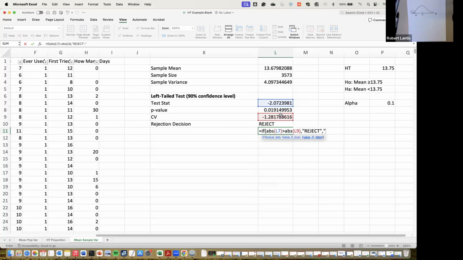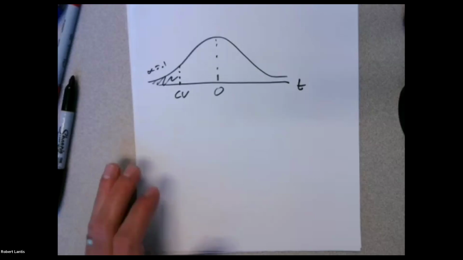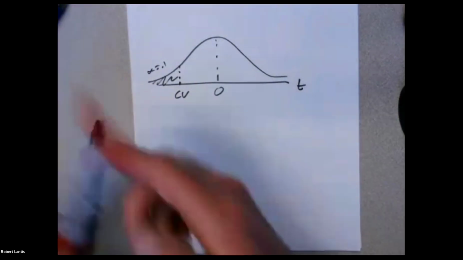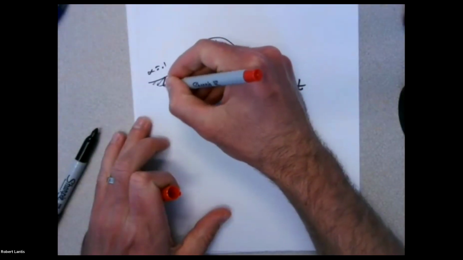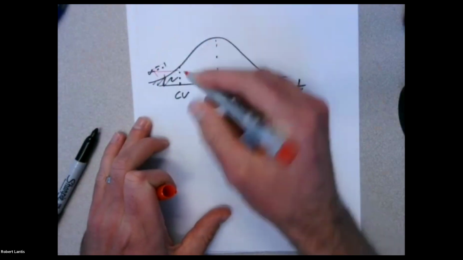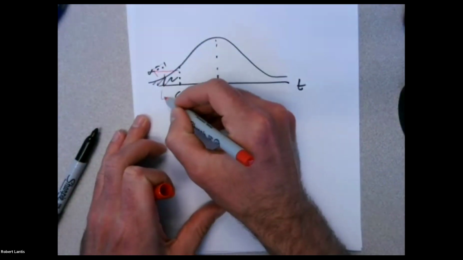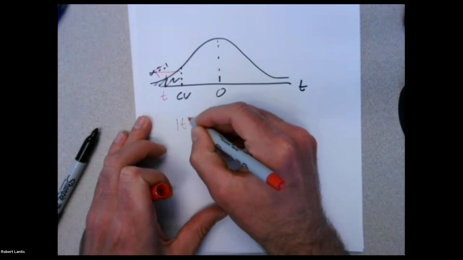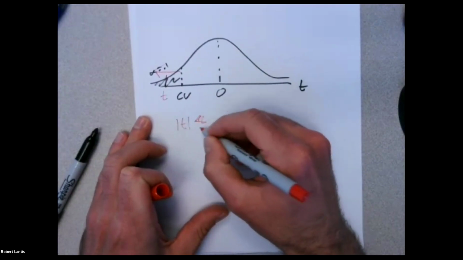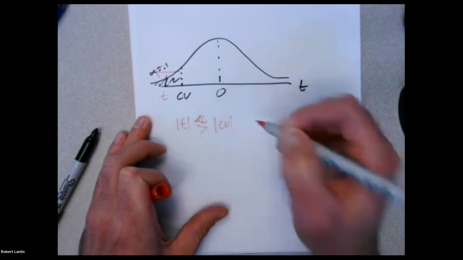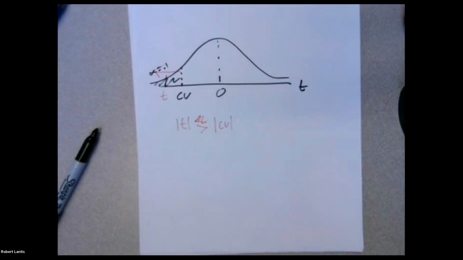Put in the word reject. If it's not in the rejection region, put in the words fail to reject. And close my parenthesis for me. So we notice here I'm thinking about, is my test statistic in this range? Here's my rejection region. And so what I'm really checking for here is whether the absolute value of my test statistic is greater than the absolute value of my critical value. If it is, I can reject. Okay.